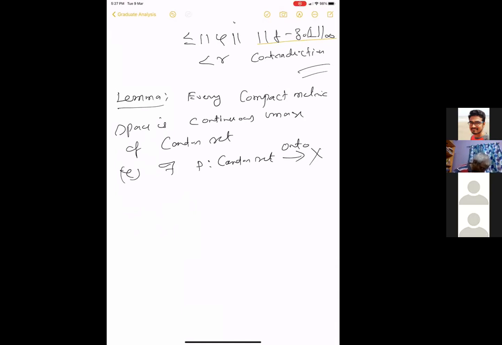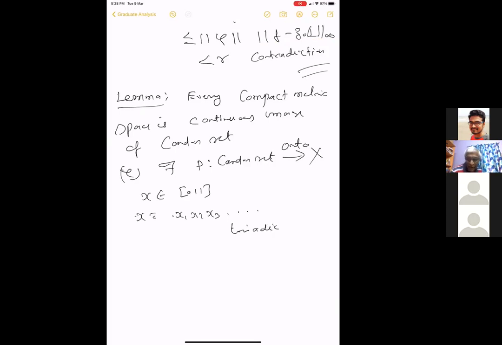So what is the Cantor set? You have the interval [0,1], and you take out the middle part and go on doing this. By this, if you have any x in [0,1], then you can write this x as x1, x2, x3, and so on. This is not decimal, but base 3, called the triadic expansion, where each xi is in {0, 1, 2}. The Cantor set is where the 1 doesn't occur.